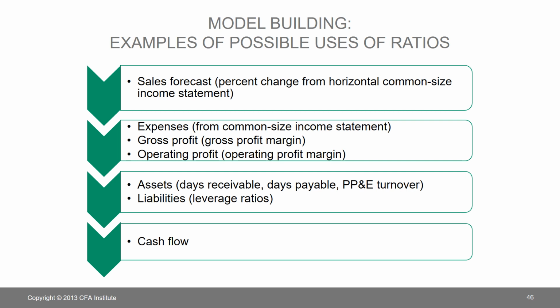To forecast the amount of receivables, an analyst can use the days receivable data from prior periods ratio analysis. To forecast the amount of inventory, an analyst can use the days inventory data from the prior periods ratio analysis. And to forecast the amount of property, plant, and equipment, PP&E, an analyst can use PP&E turnover data from prior periods ratio analysis. And the amount of forecast liabilities would typically be a result of cash flow requirements.